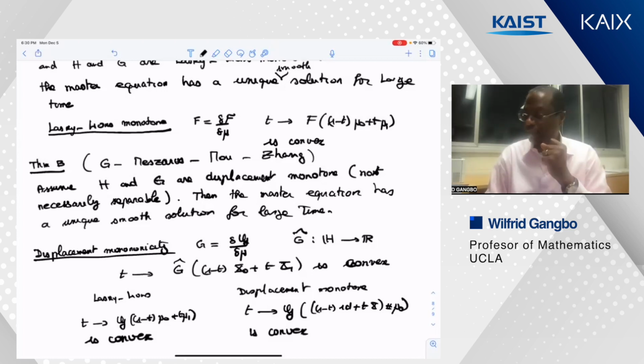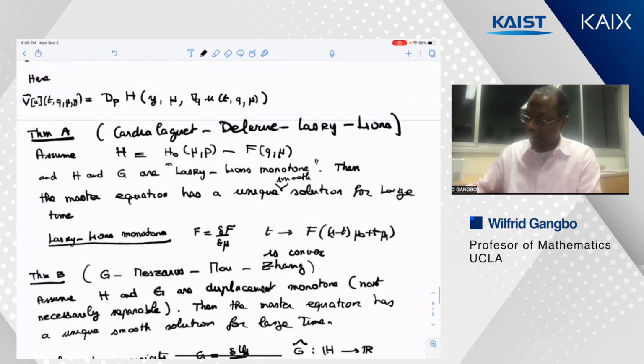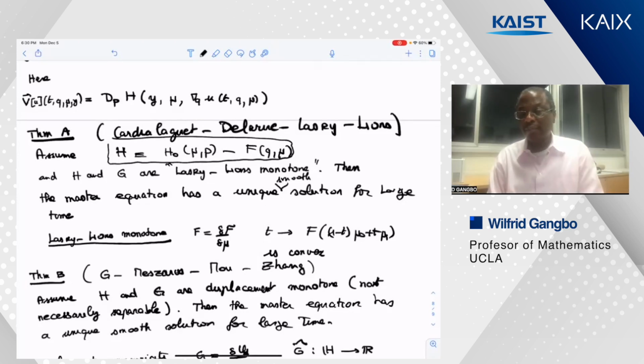When you try to use displacement monotonicity and you give up the fact that the Hamiltonian is separable, it looks so far very challenging to solve the master equation, find smooth solutions, or say if they are unique. I am going to stop here.